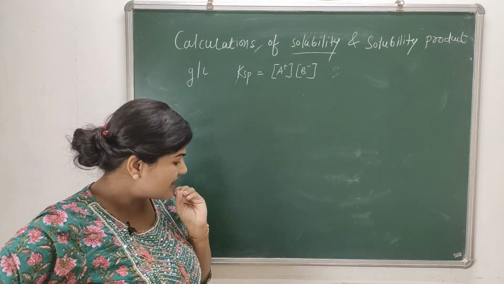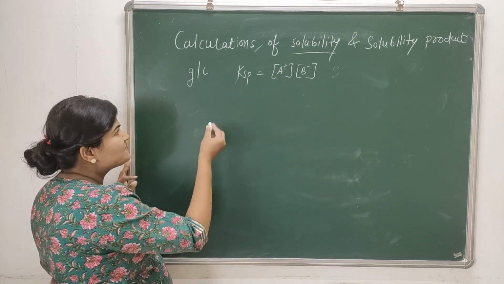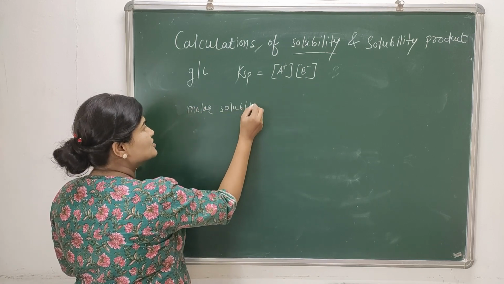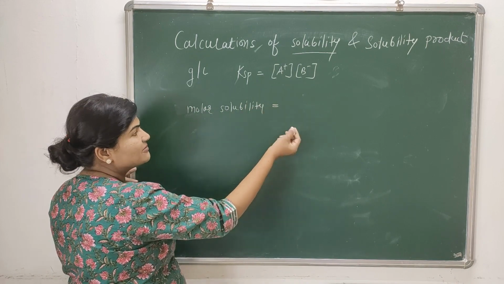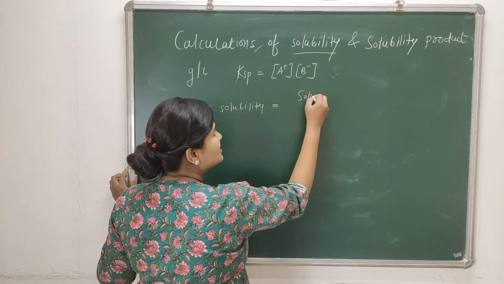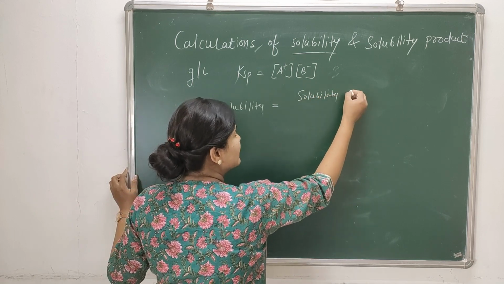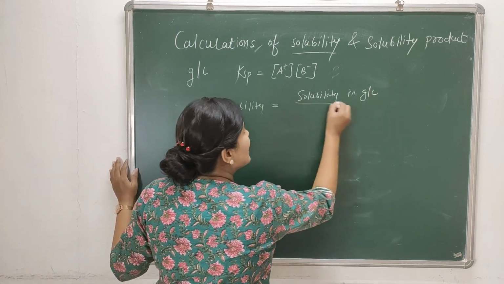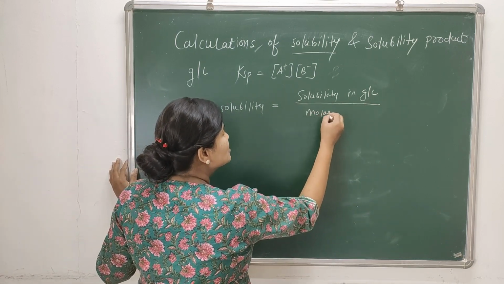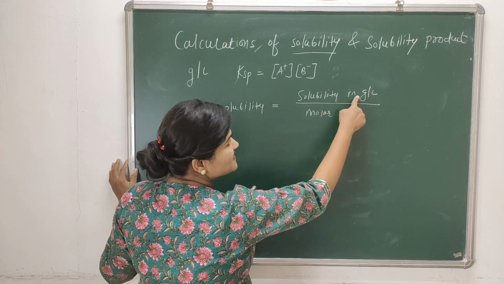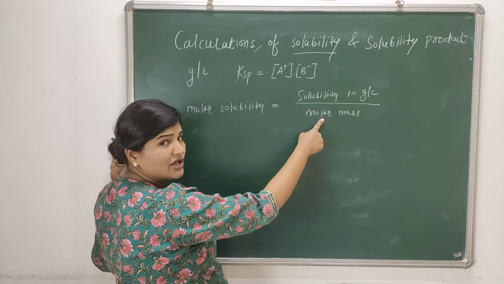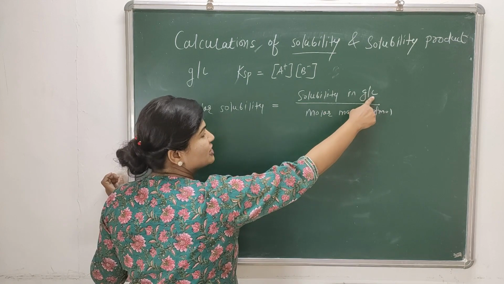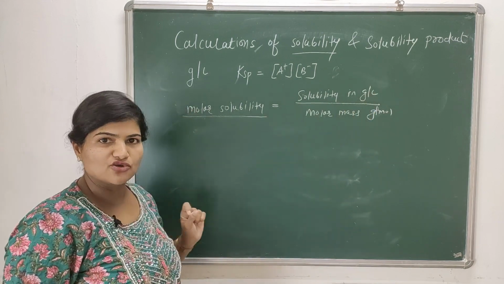Now the next point we have to consider is molar solubility, and how to calculate the number of moles from the solubility. So molar solubility is nothing but the solubility in gram per liter, which we have already derived and which might be given in the problem, divided by molar mass. So whenever we divide the mass of a substance in grams by its molar mass in gram per mole, it gives us the number of moles in that particular volume, which is referred to as molar solubility.